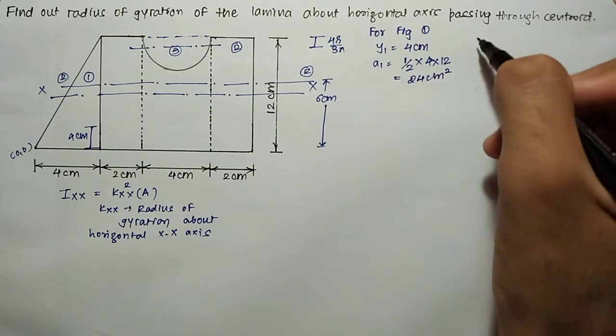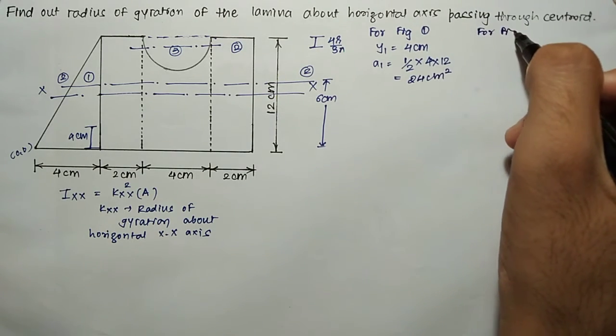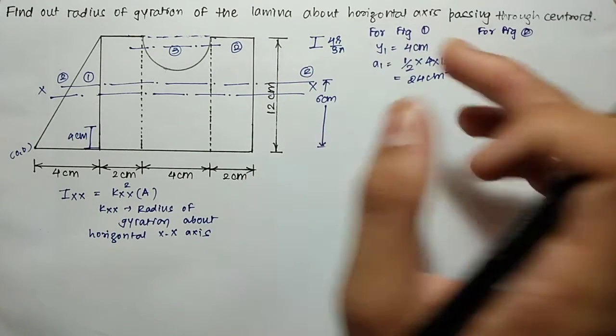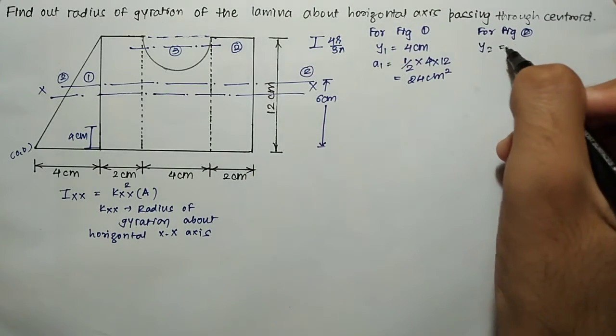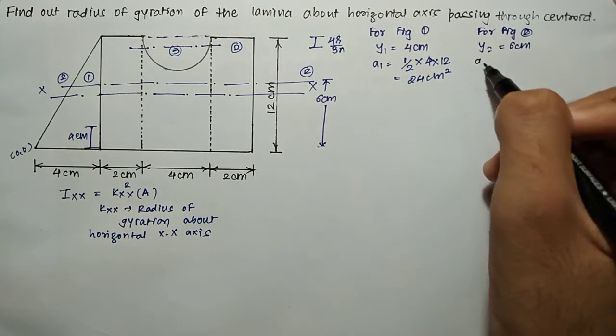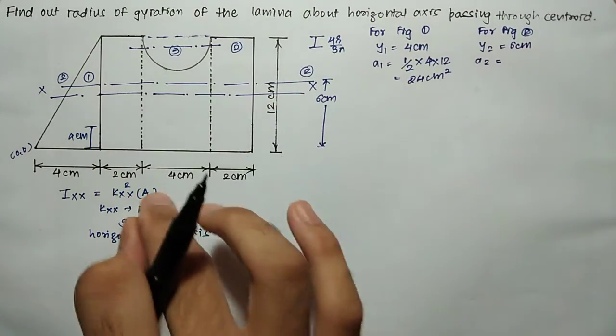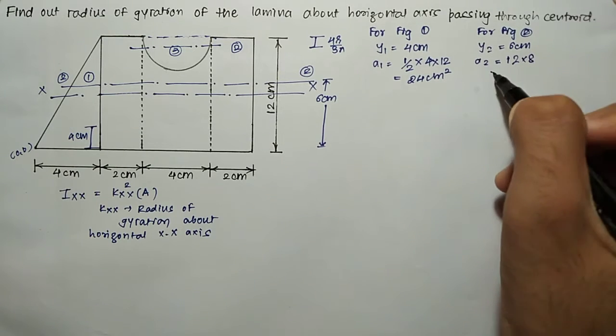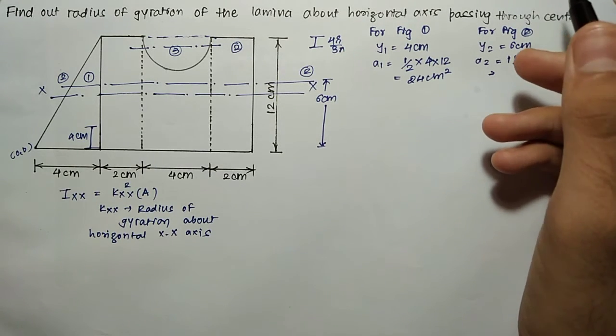Similarly for figure 2, y2 is nothing but 6 cm that we have obtained. And A2 can be given as 12 cross (4 plus 2, 6 plus 2, 8), so 12 cross 8, that is equal to 96 cm square.